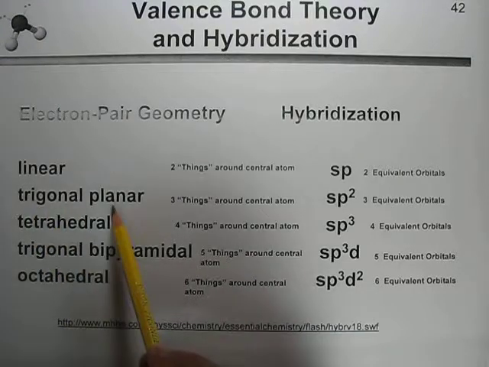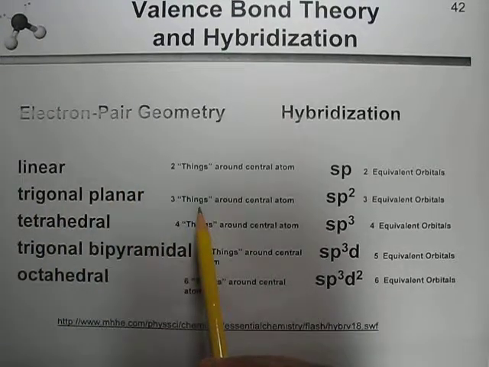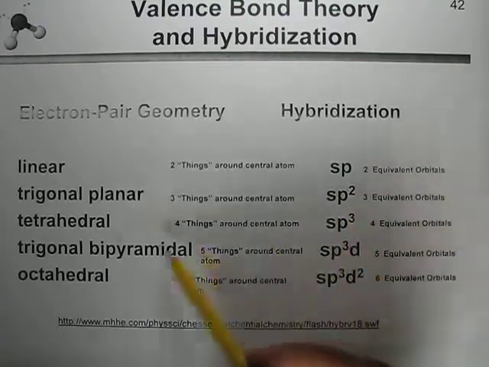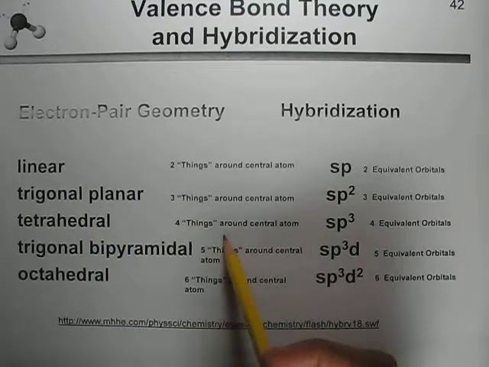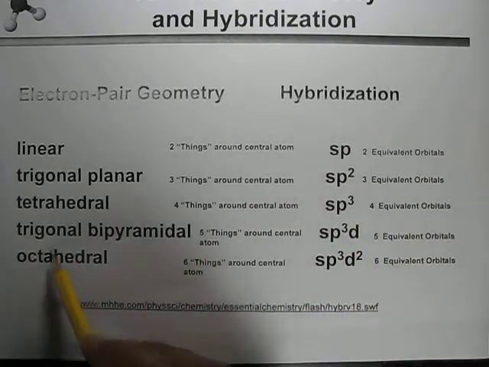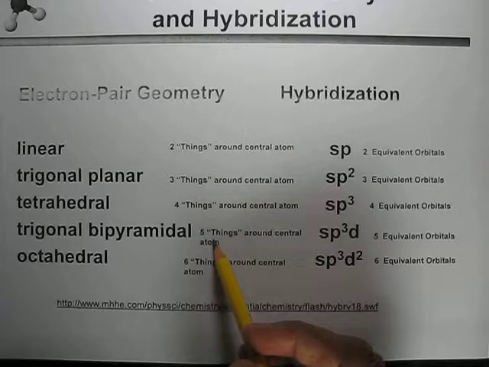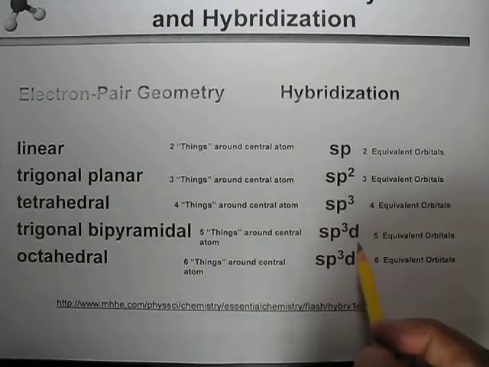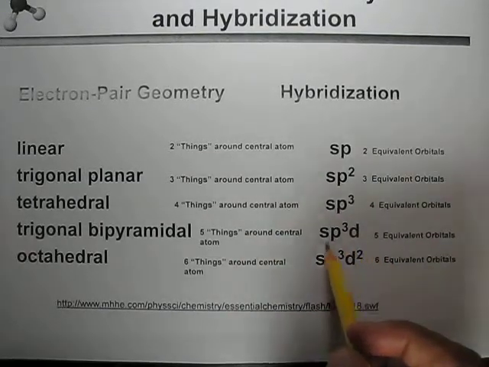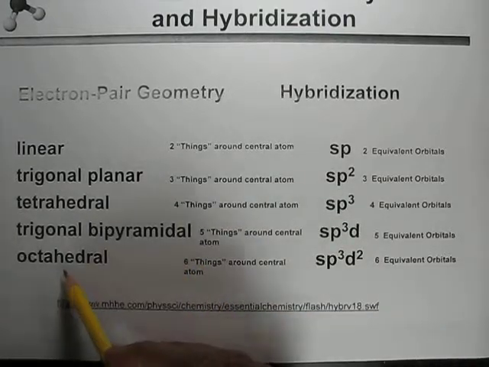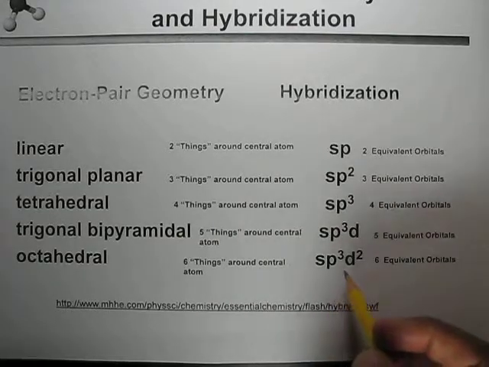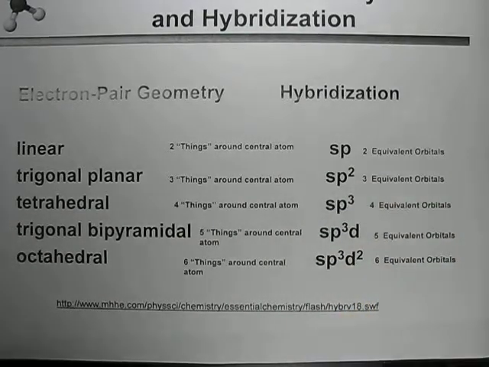In trigonal planar electron pair geometry, there are three things around the central atom, and the central atom will have sp2 hybridization. In tetrahedral, four things are around the central atom and the hybridization will be sp3 type. In trigonal bipyramidal, five things are around the central atom and the central atom will be sp3d hybrid. And in octahedral, when six things are around the central atom, the central atom will have sp3d2 type of hybridization.